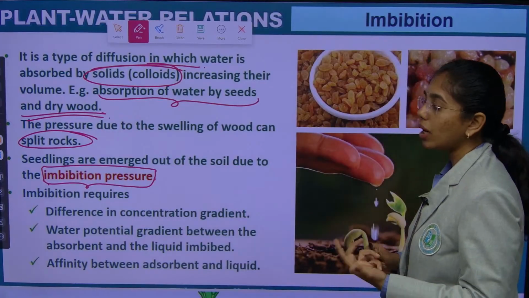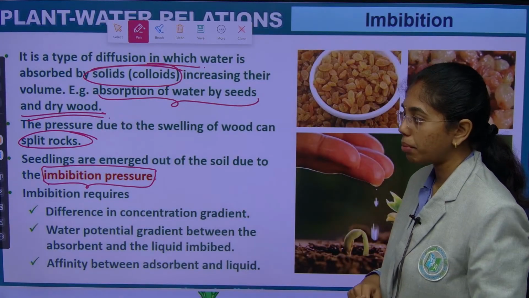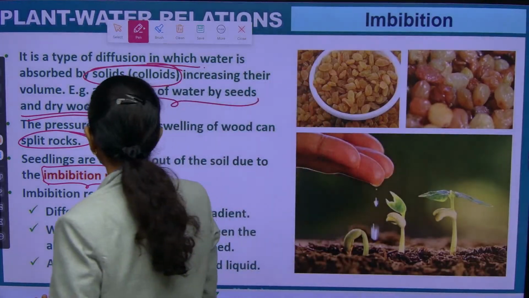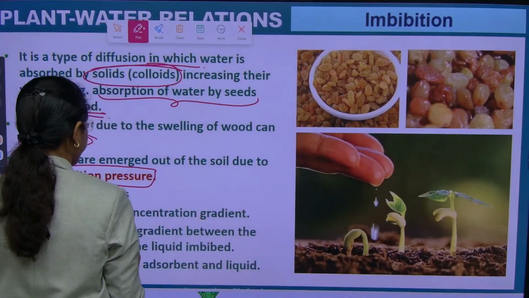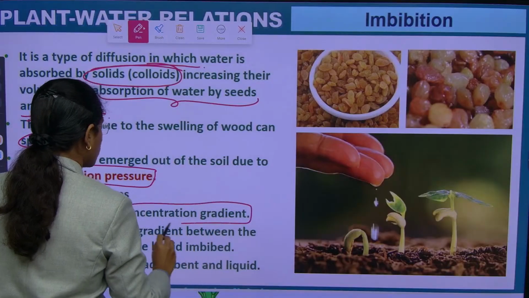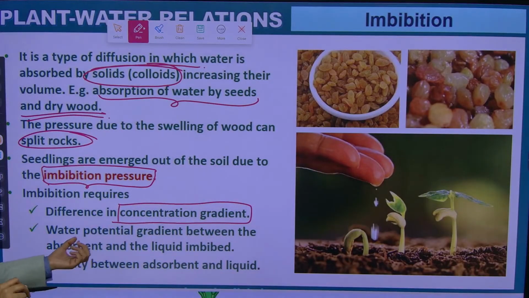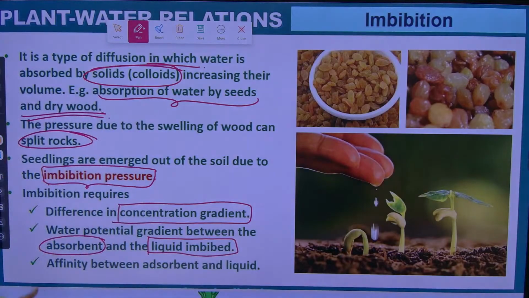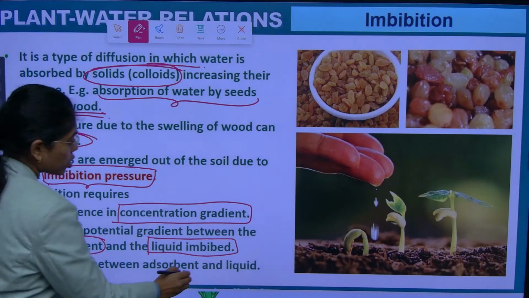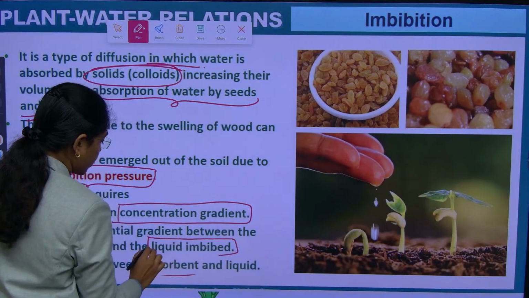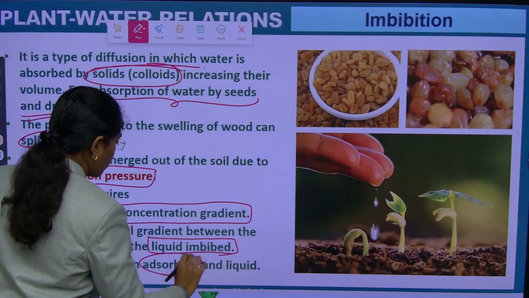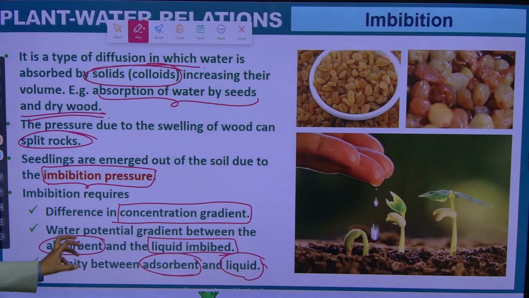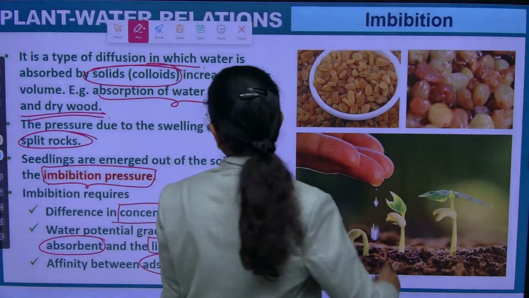Imbibition requires a few conditions; a few factors affect the process of imbibition. What are those factors? Difference in the concentration gradient. Water potential gradient between the absorbent and the liquid that is imbibed. And high affinity between the adsorbent and the liquid. Clear? Any doubt anywhere?